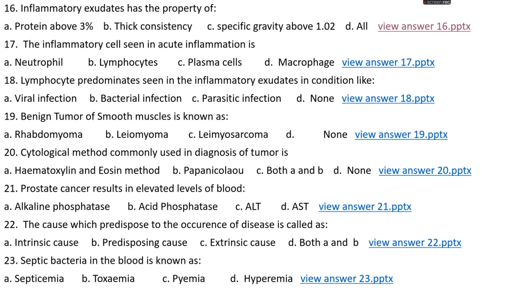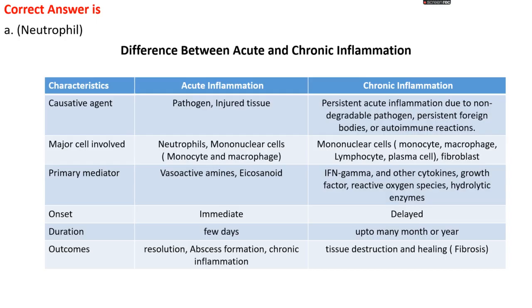Question number 17. The inflammatory cells seen in acute inflammation are: option A, neutrophil; option B, lymphocyte; option C, plasma cell; or option D, macrophages. The right answer is option A, that is neutrophil.